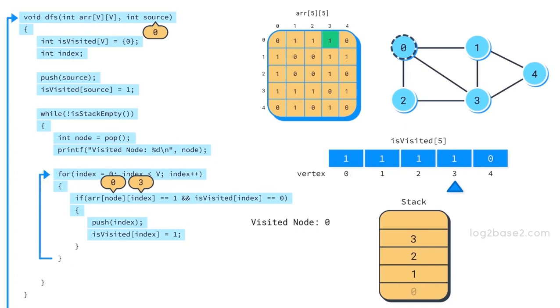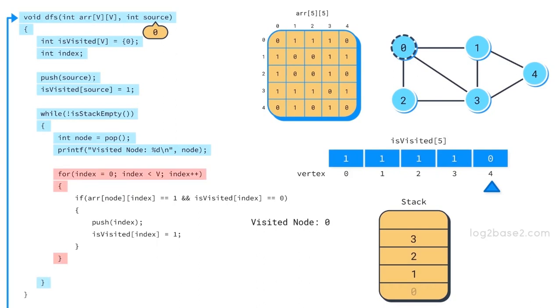Now in the next iteration, index is equal to 4 and ARR of 0, 4 is equal to 0 and not 1. So if fails, and in next iteration index is equal to 5 which is not less than v. So condition fails and control comes out of for loop. Now in next iteration of while loop, we have to remove the element from the stack and store it in node. And 3 is the element at the top of the stack, so it is popped and stored in node. Now print vertex 3 is visited.